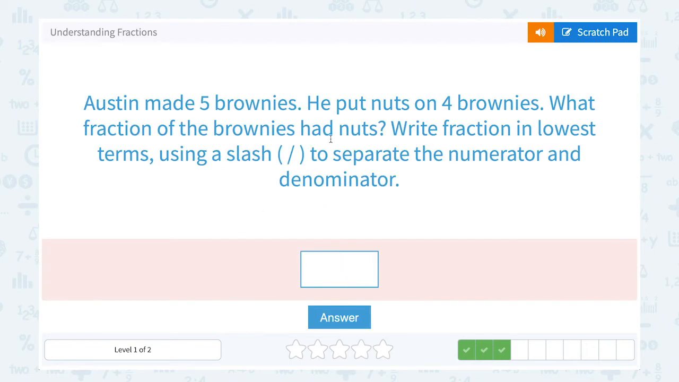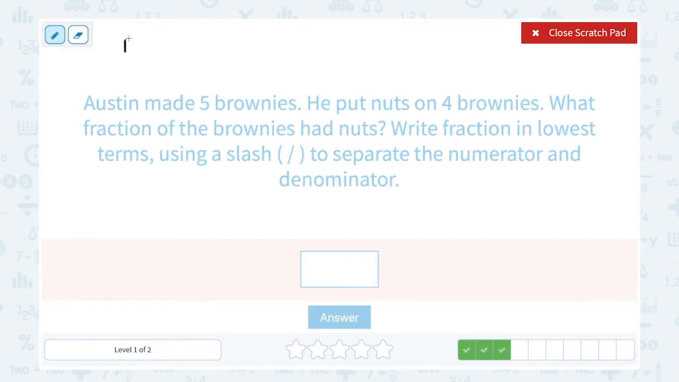Austin made 5 brownies. He put nuts on 4 brownies. What fraction of the brownies had nuts? Okay, so we want to figure out what part of his brownie stash had nuts out of the whole brownie stash. Okay, so if we set up our fraction, well, the whole thing was the total number of brownies he made. He made a total of 5 brownies.